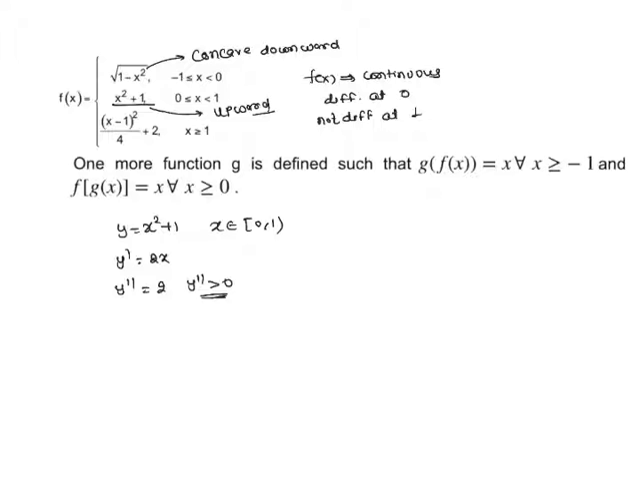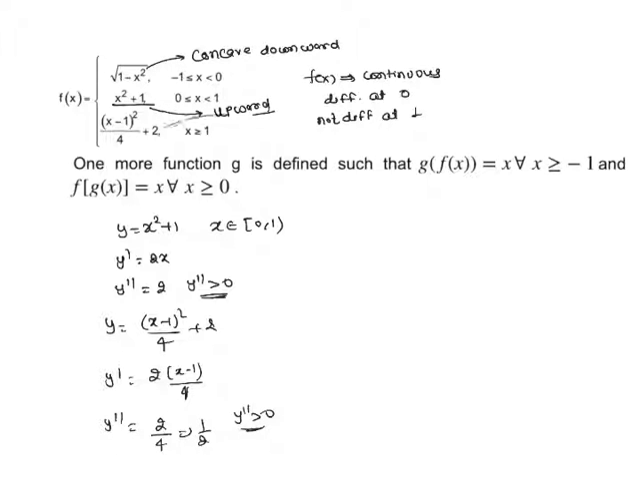Similarly, we will check y equals to (x minus 1) whole square divided by 4 plus 2. So y dash will come 2 times (x minus 1) by 4 plus 0. And y double dash will come 2 by 4, that is 1 by 2. So y double dash is also greater than 0. So this is also concave upward.